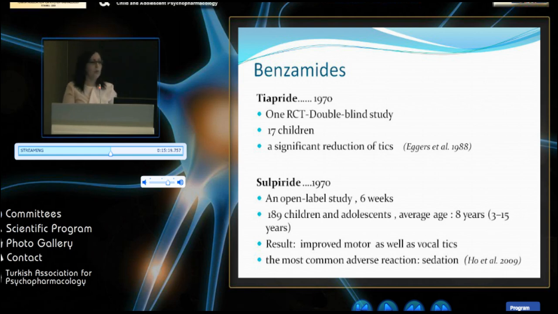These have been used since the 1970s. There are studies and trials about them, but they're not sufficient, and they're not enough in number. About tiapride, there is a trial on 17 children. It's a randomized, controlled, and double-blind study, and a significant reduction of tics was observed. But it's an old trial. When we look at sulpiride, a very high number of children were included. It's an open-label study of 6 weeks, and the average age is 8 years. The result is that both motor and vocal tics were reduced. Of course, it has some adverse reactions.